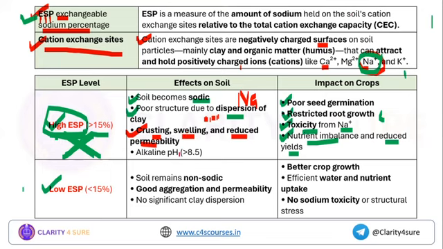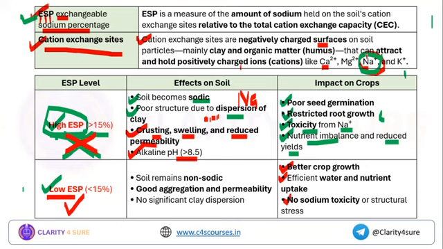And the pH will be more, that is above 8.5. Again, I am telling you that a high ESP is not desirable for us. Okay, and a low ESP, less than 15%, is good for crop health, which will be good for efficient water and nutrient uptake. There will be no sodium toxicity.